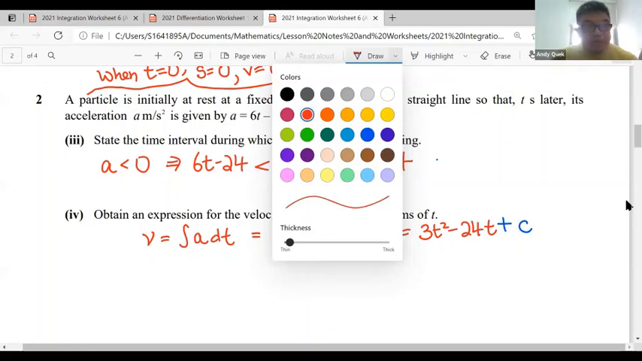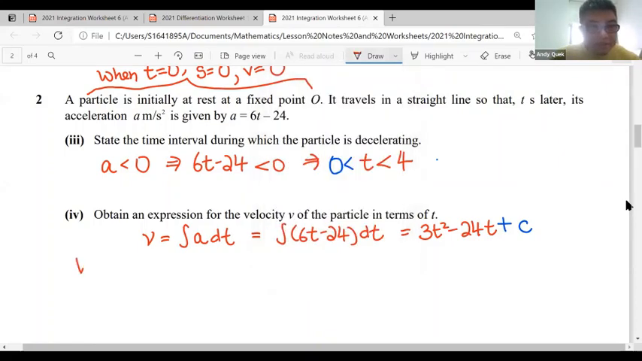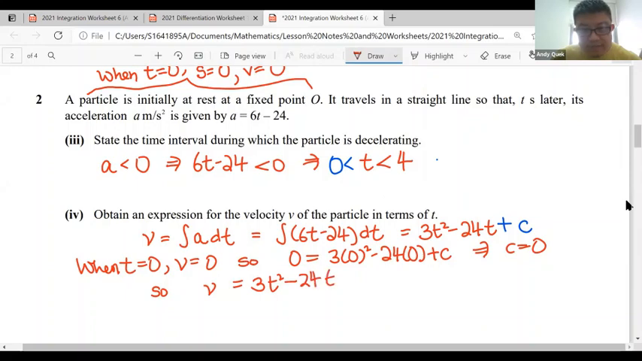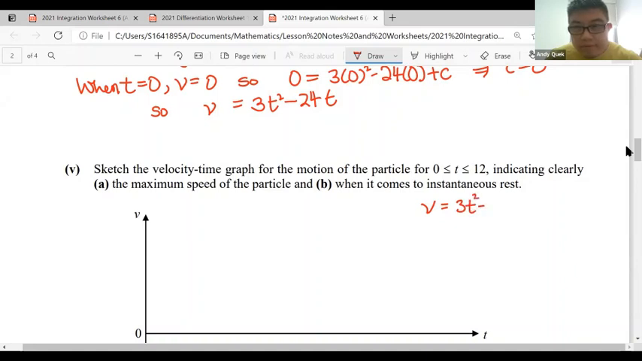How to find this arbitrary constant? Use the information provided. The one that's going to help us: when t goes to 0, velocity was 0. So 0 equals to, substitute t goes to 0, and you get c goes to 0. So what does that mean? I can now give a definite answer for what the velocity is. I no longer need to write it in terms of an arbitrary unknown constant, and I can factorize it.